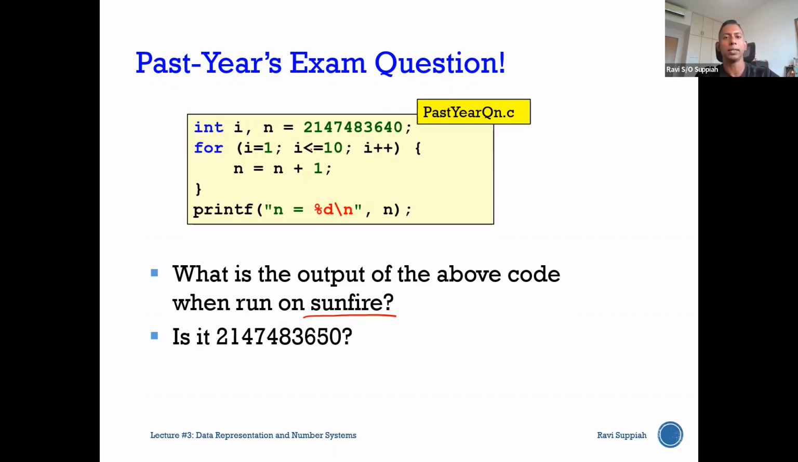In this case, we have a variable n, and this is initialized to this value. And I run a loop 10 times, and in each iteration, I increment it by 1. So what would be the output after it runs this loop? Since the starting value is 40, after I run 10 times, will it be 50? So that is a question. We will come back to this later on, in another slide.